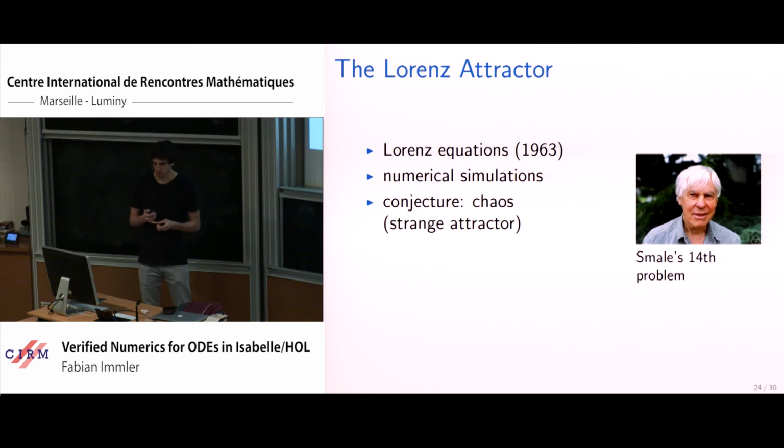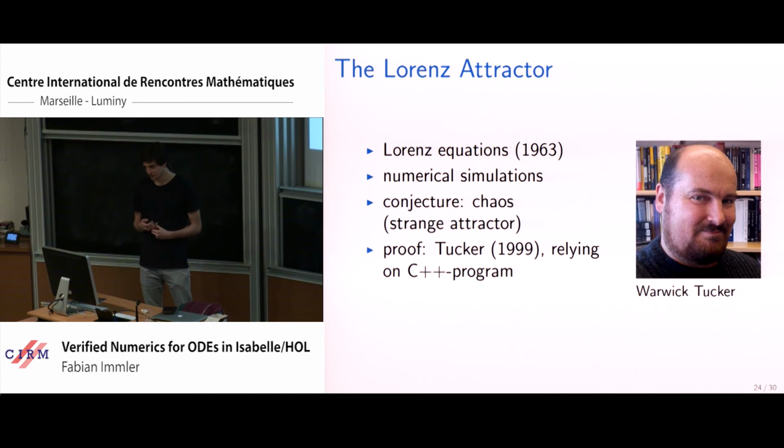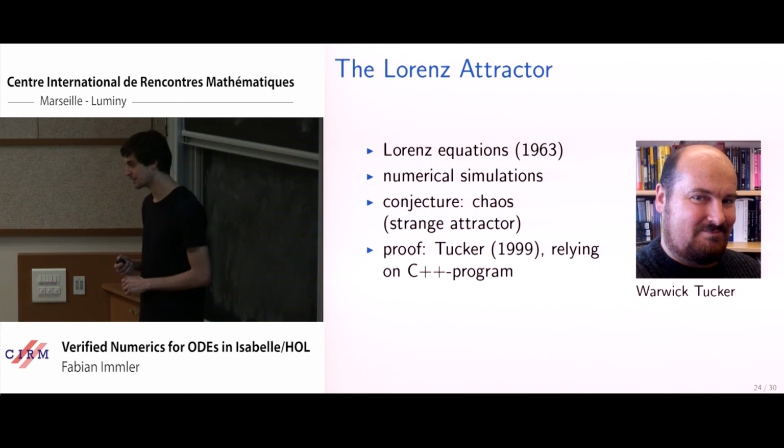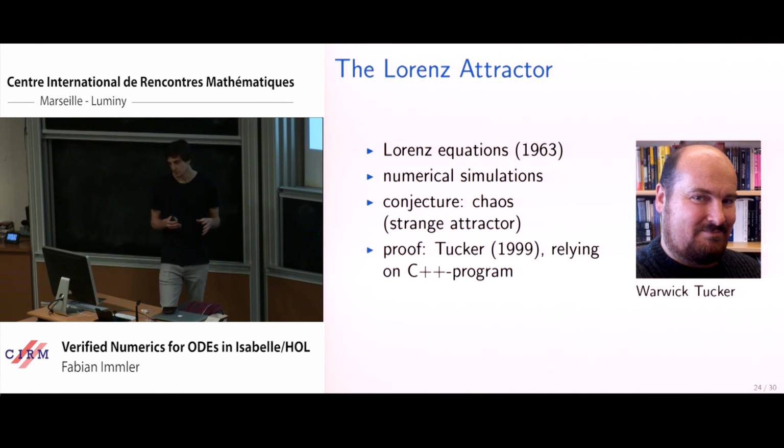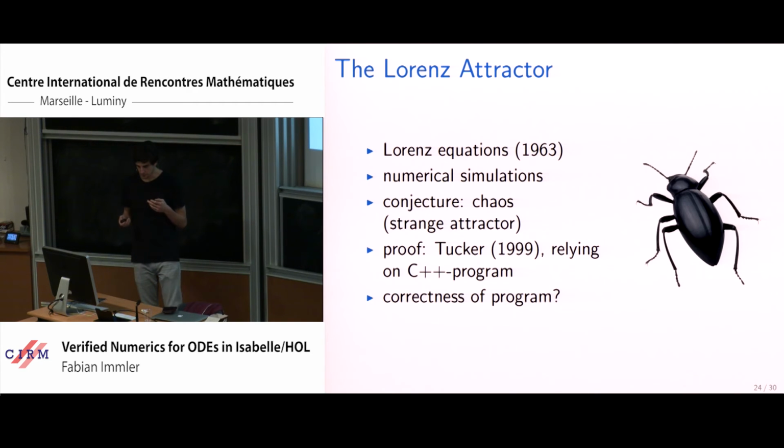This had only been conjectured for quite some time because no one had been able to prove it. That's why Stephen Smale put it on a list of 14 problems, problems for the 21st century. And the problem didn't even make it to the 21st century because Warwick Tucker managed to prove it in 1999 with a curious combination of analytical reasoning for some parts of the attractor, but also numerical approximations on other parts. His proof basically relies on the correctness of the C++ program that he wrote for this purpose. And you can ask yourself if you want to trust that C++ program or not.